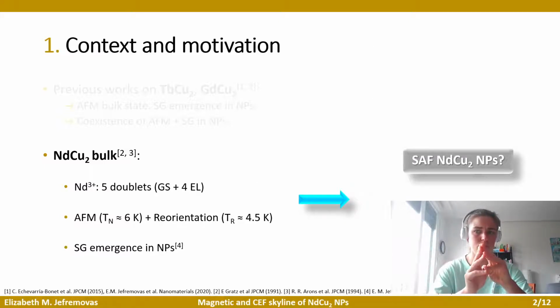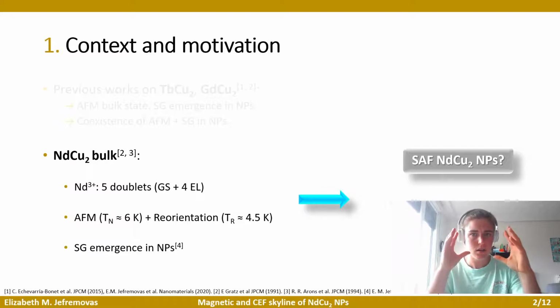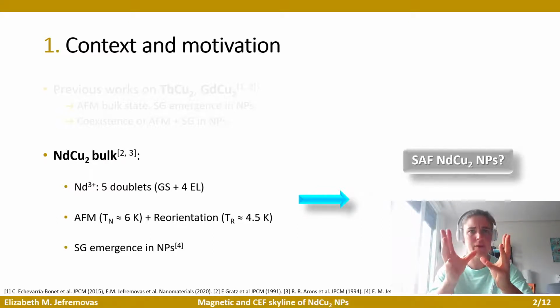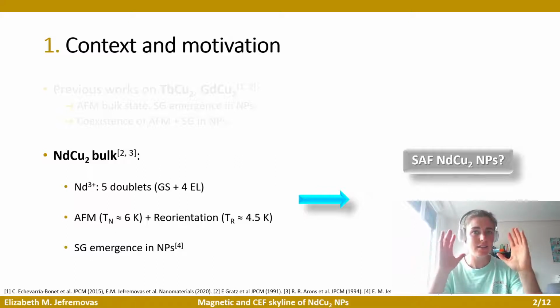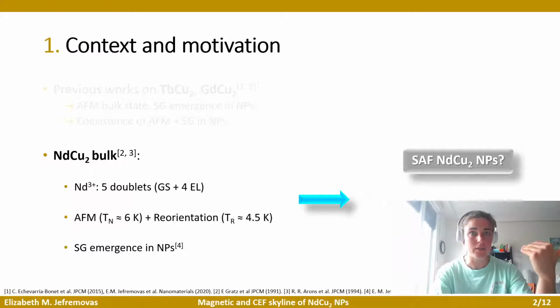So, the two main questions that are going to be faced in this study are: how is this superantiferromagnetic structure settled in the nanoparticles, meaning, does this reorientation still hold in nanoparticles or not? And on the other hand, how are the energy level schemes in the nanoparticles? I mean, how are these energy levels retained in the nanoparticles?